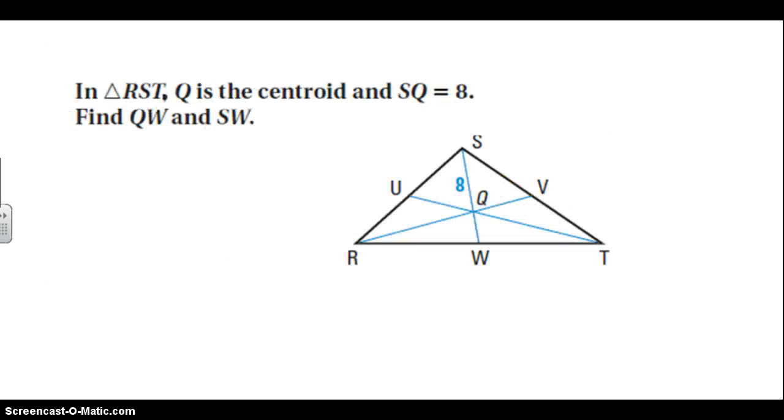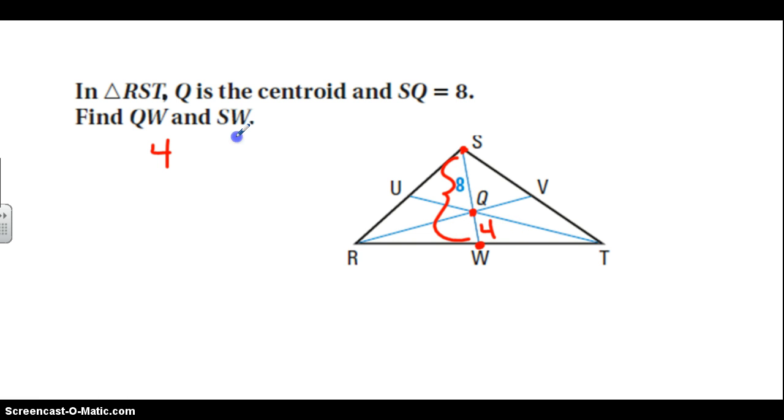So here's an example of what I'm talking about with the 2/3. If I know that SQ is 8, I'm asked to find the length of QW and the length of SW. Well, just from our demonstration in GeoGebra, we saw that if this was 6, this was 3. The length from the vertex to the centroid is 2 times the length from the centroid to the side of the triangle. So to find QW, if SQ is 8, QW is half of it. So QW should be 4. And then SW is the entire median.